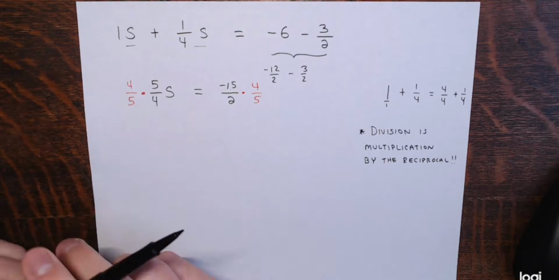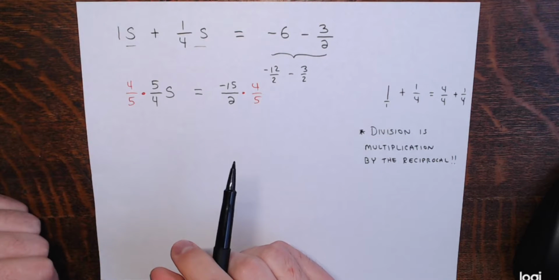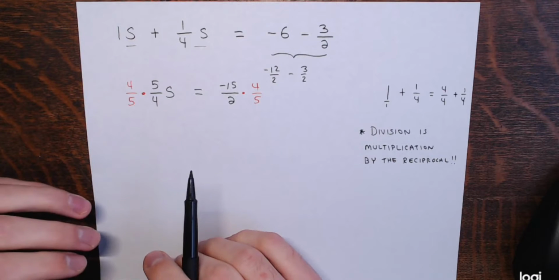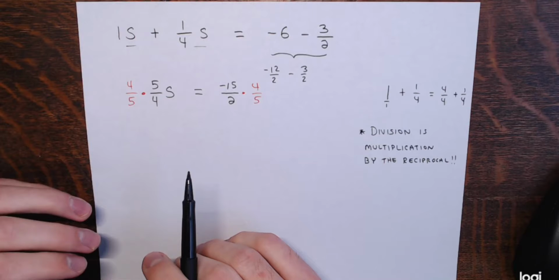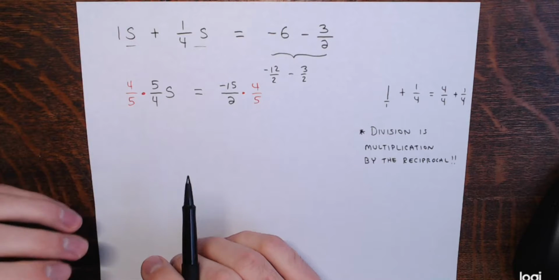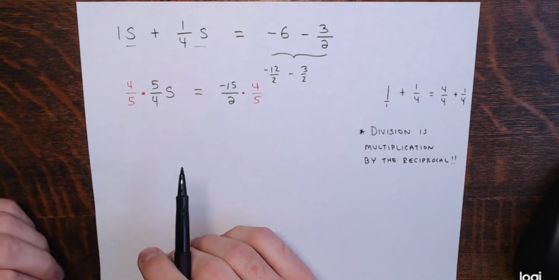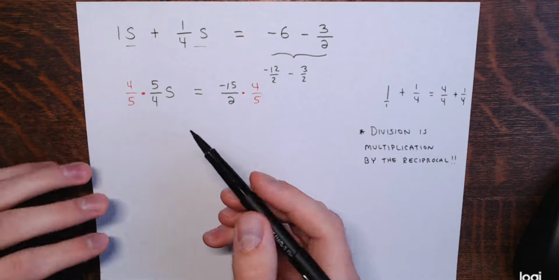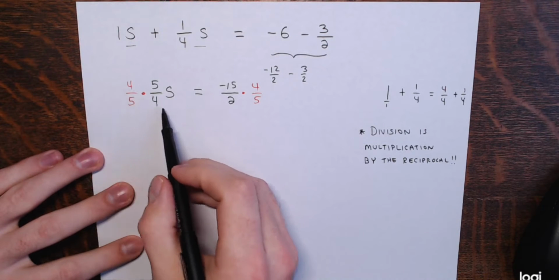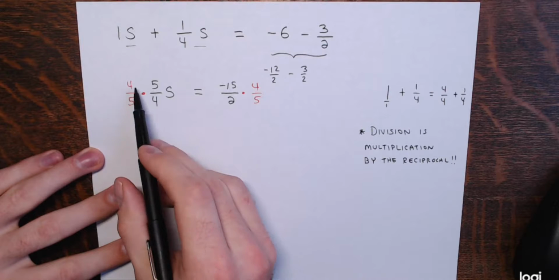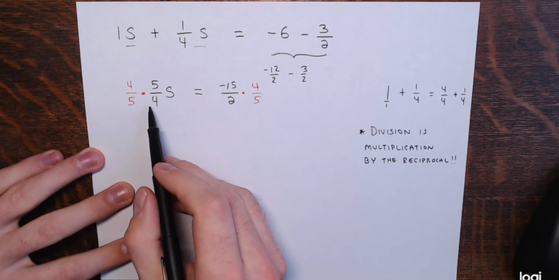Now when you multiply fractions, the denominators don't need to be the same. When you multiply fractions, you multiply the numerators, multiply the denominators, and then simplify. Or you can simplify first and then multiply. But here the 4's would cancel, 5's would cancel. This is 20 over 20, which is 1.